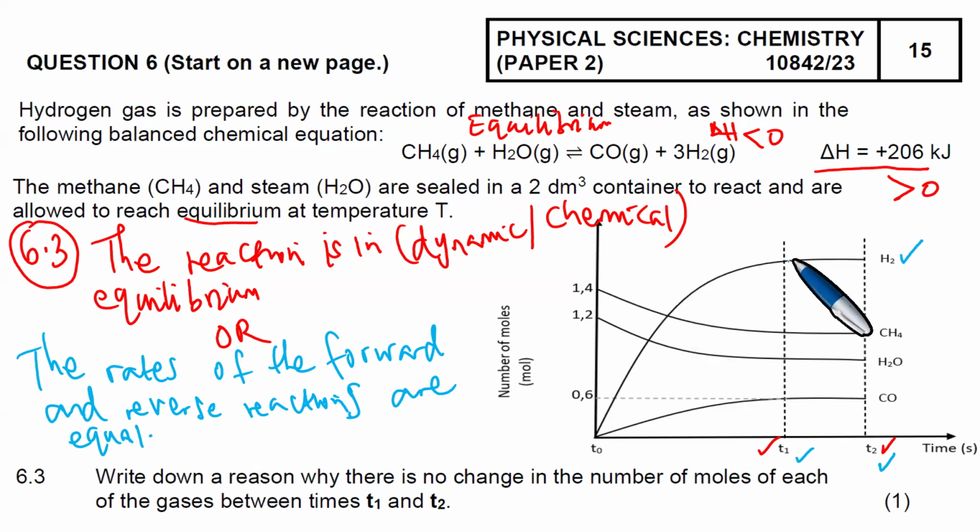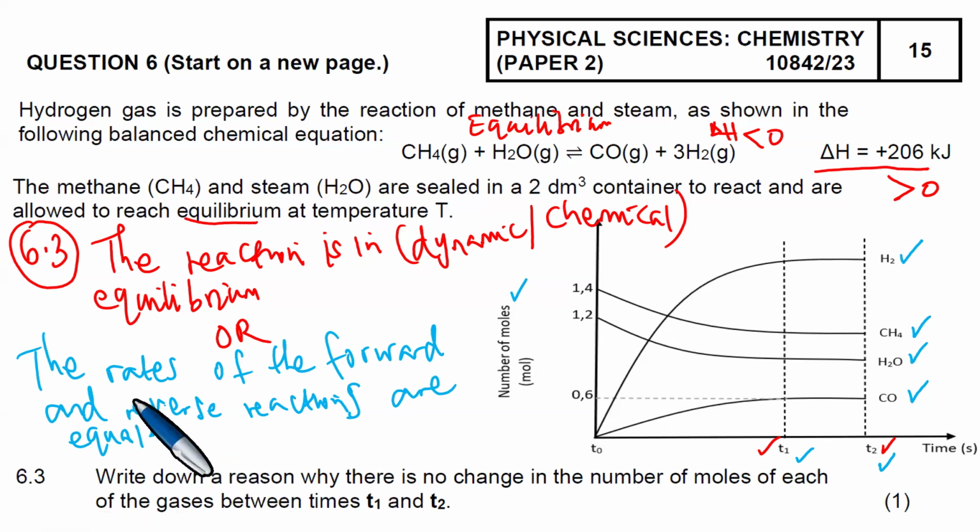That is why this happens when the graphs are level, when the number of moles does not change. It doesn't matter what the substance is, the number of moles does not change.